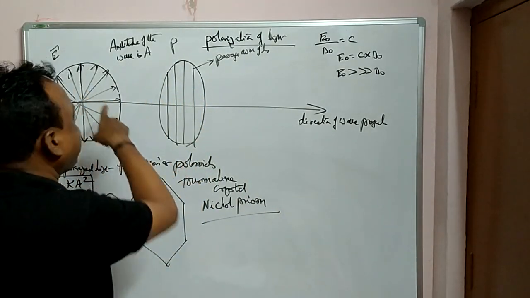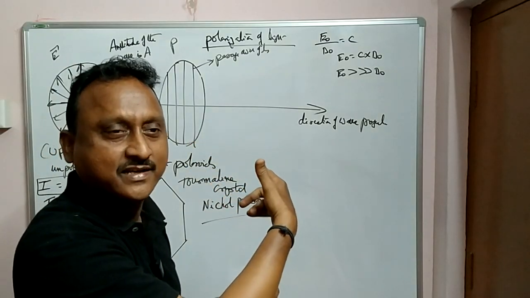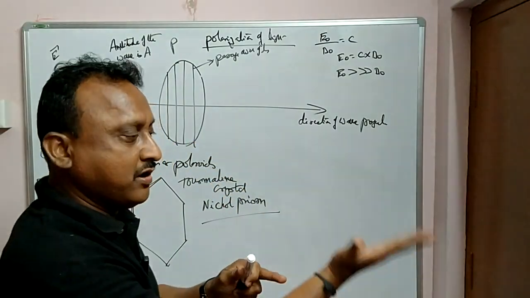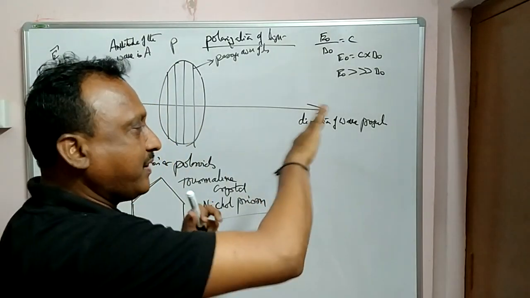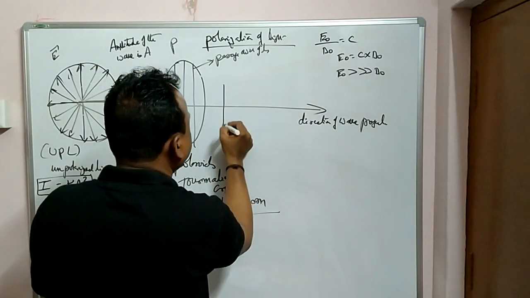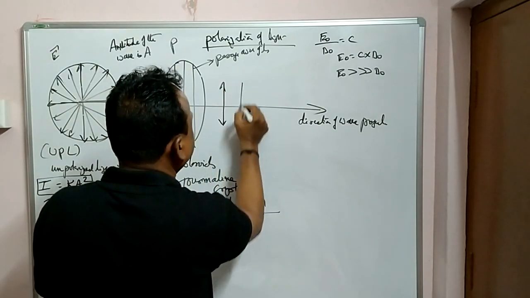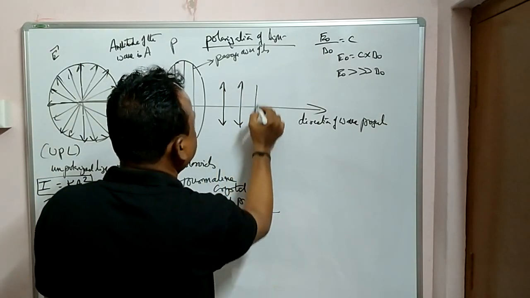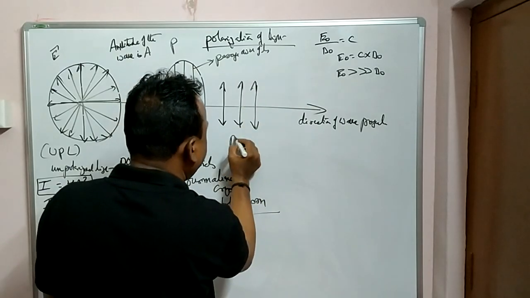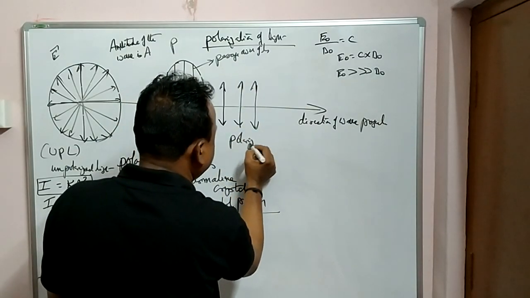Now when it is coming here, what happens? Remaining all will be obstructed because of the polarizer, polaroids like tourmaline crystal or Nicol. Only the vertical component will be coming outside. See here? This light is called polarized light.